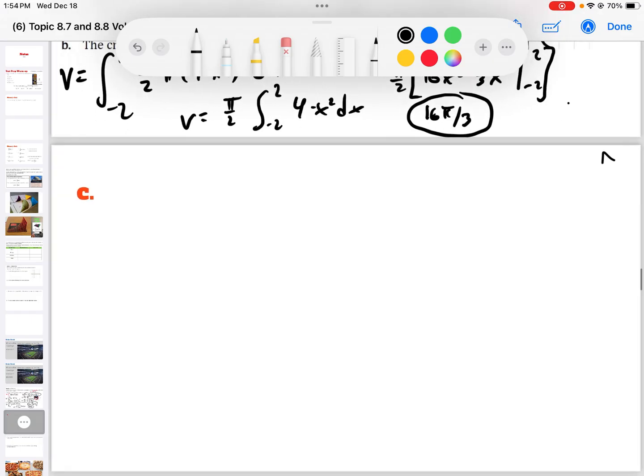All right, C. I didn't, for some reason, put a picture on here, but we'll just write it. It's in the notes. C: the cross sections are perpendicular to the x-axis, and they are equilateral triangles.